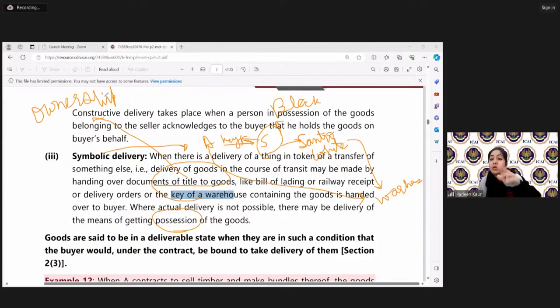So here the delivery of goods is taking place through transferring of the document of title to goods. Children, whosoever is holding this document is considered to be the owner of the goods. So if you have the railway receipt in your hands and I have signed it and I have written your name, you can go to the railway authorities, show that receipt and you can collect the goods. So here, this symbolic delivery has taken place.